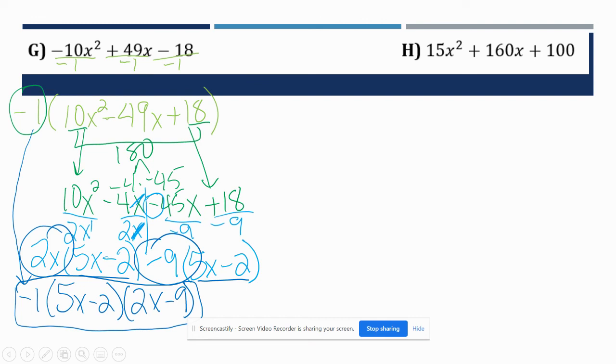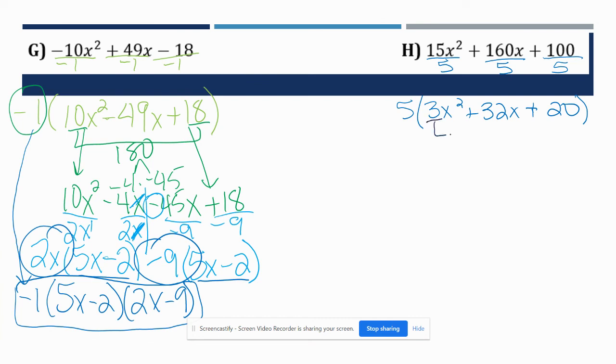Example H. 15, 160, and 100. Well, they end in 5s and 0s, so I know I can divide by 5. So I'm going to take a greatest common factor of 5 out of each of those. When I do, I'm left with 3x squared plus 32x plus 20. At this point, remember, we're ignoring the 5 in the front until the end.